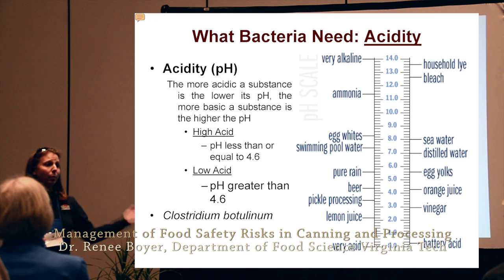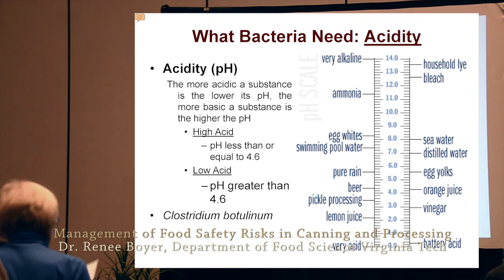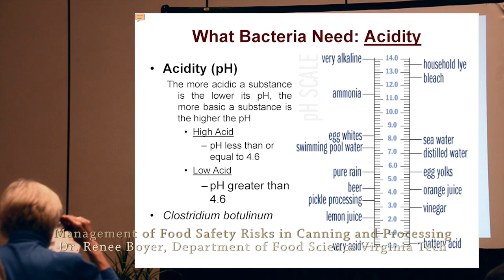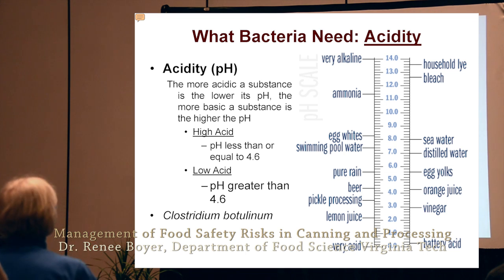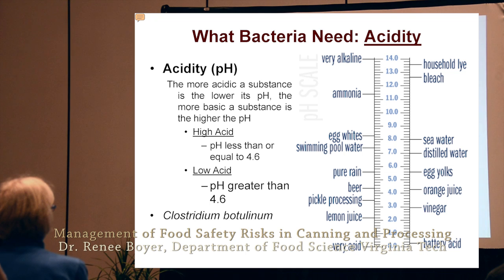The second one is probably the most important one. And when we talk about canning, you'll sort of understand why this is the most important one. Acidity, okay? They need a certain level of acidity in order to grow. Typically, bacteria don't grow if the product is acidic, okay? So if you're talking about things like, and I have a scale here, orange juice, vinegar, lemon juice, those are things that are very acidic, okay? Bacteria don't like things that are very acidic in general. So they're usually not going to multiply rapidly in those types of conditions.